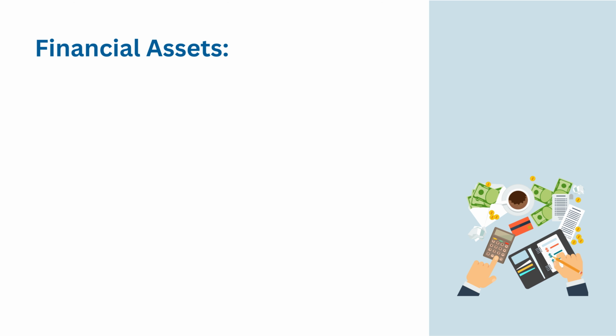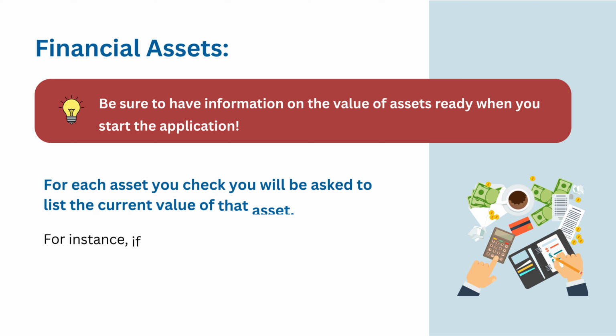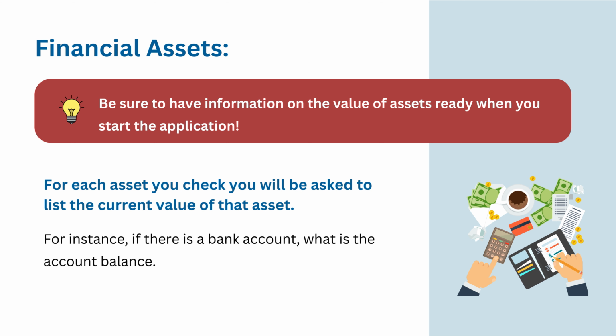Each time you check that yes, the applicant has this asset, you'll notice that it opens up boxes and asks for information on the balance or value of that asset. Because of that, you're going to want to have information on the value of assets ready when you start the application. For instance, if you indicate yes, there is a bank account in the name of the applicant, it's going to ask you, what is the account balance?